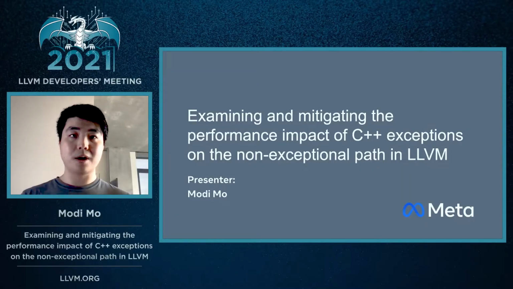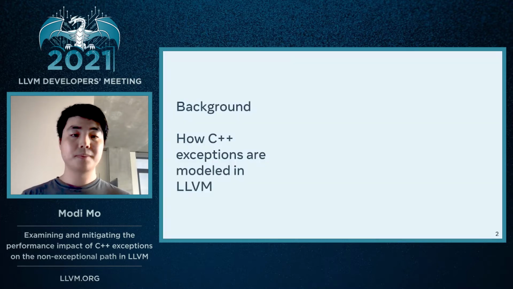I'm an engineer on the server LLVM team at Meta, and today I'll be talking about examining and mitigating the performance impact of C++ exceptions on a non-exceptional path in LLVM. First off, let's start off with some background. How C++ exceptions are modeled in LLVM.